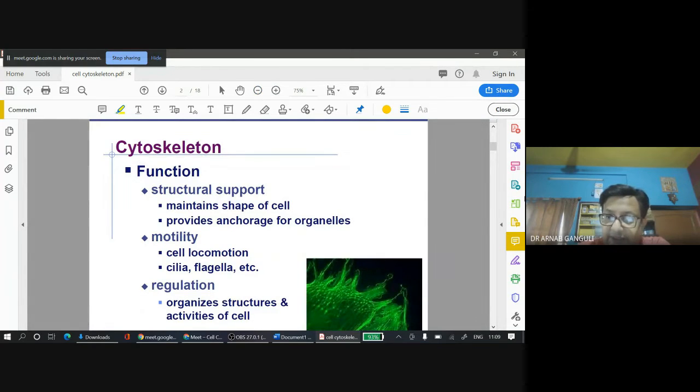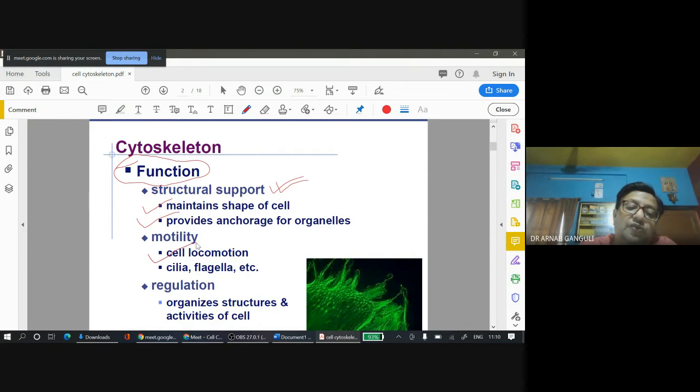Now, what is the function? So the first function is structural support. It gives structural support, and it maintains the shape of the cell. It provides anchorage for organelles. So the different organelles like mitochondria and Golgi bodies, which are present inside this cytoskeleton, are held on to. Otherwise, the organelles will all fall down to the bottom of the cell, so they are held suspended throughout the cell. It's held by this cytoskeleton.